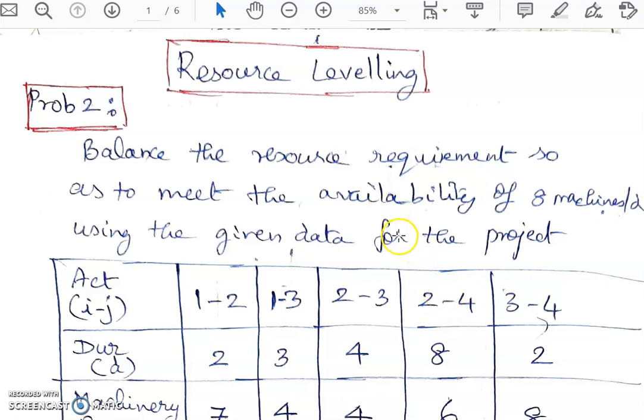Good evening, students. In continuation with yesterday's problem on resource leveling, today we will see a new problem where we will be leveling the resource of machines per day for a project. So let us start with that. I'll read the problem. Balance the resource requirement so as to meet the availability of 8 machines per day using the given data for the project.